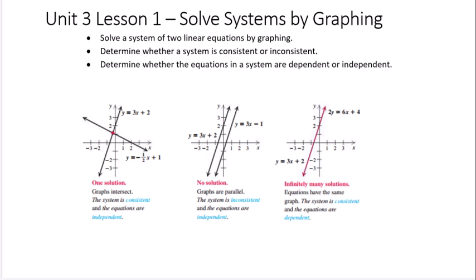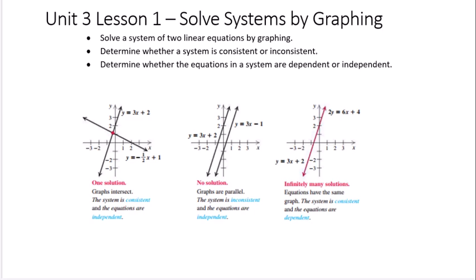Today we're going to be talking about solving systems of equations by graphing. When we are graphing two lines, there's three different scenarios that could happen. They could intersect and have one solution, they could be parallel and have no solution, or the two lines could be the same line, so they're on top of each other, which means they have infinitely many solutions.